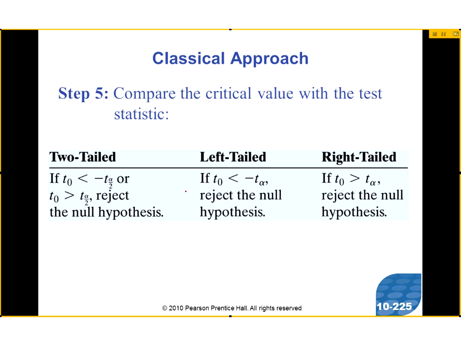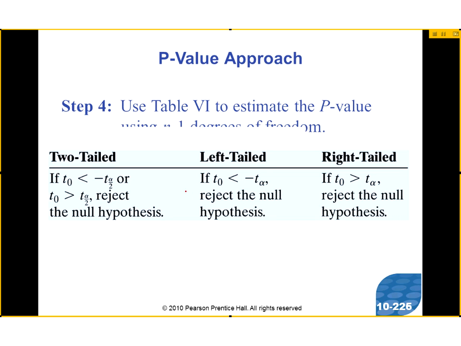Okay, so what this is just saying is, if your test statistic, the one that you calculate, is in those critical regions, you reject the null hypothesis. So if your test statistic is in those shaded regions, you're going to reject the null hypothesis.